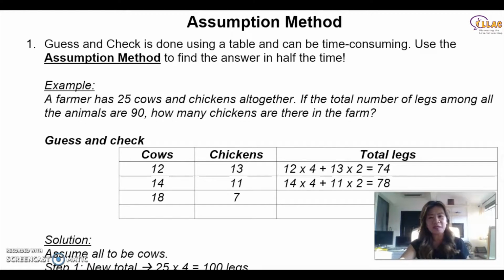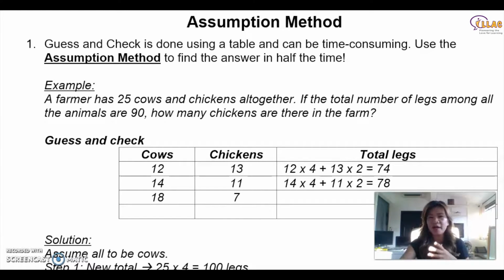Today I'm going to share with you the assumption method. A lot of parents have been asking me how to do the assumption method. What exactly is it? The kids are very confused and they would rather use guess and check. So of course you can use guess and check. The problem is it takes a very long time to get the answer. Assumption method, if you can master it, can save you half the time.